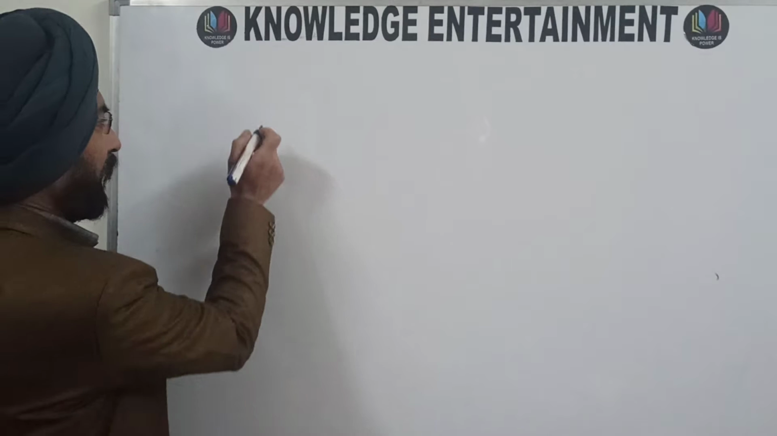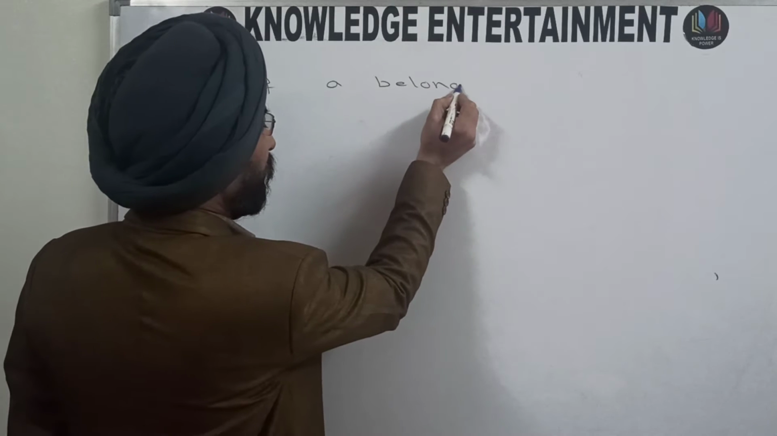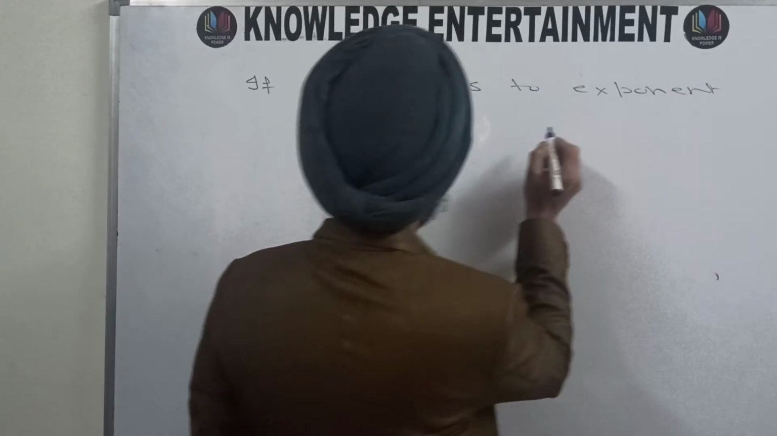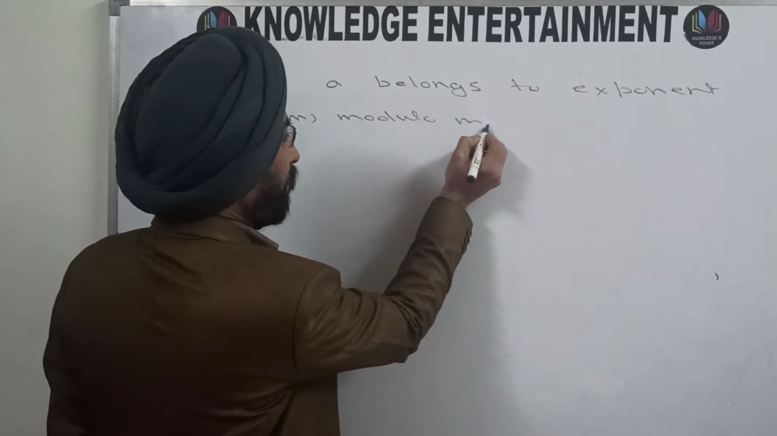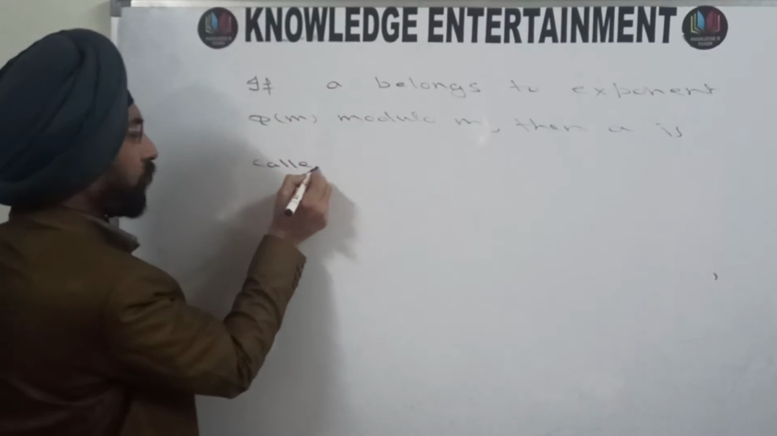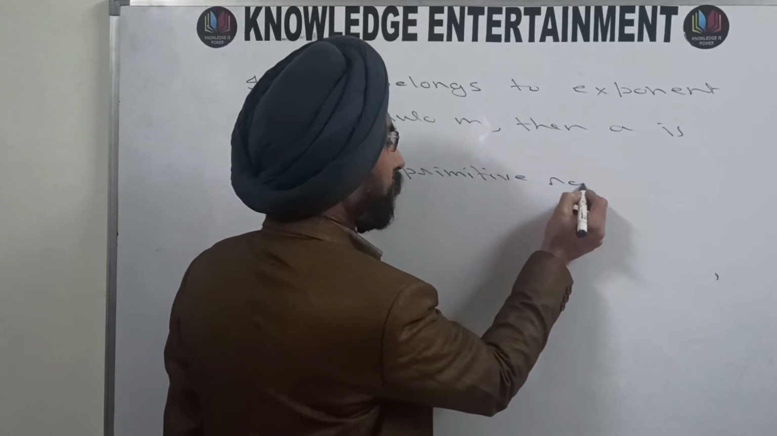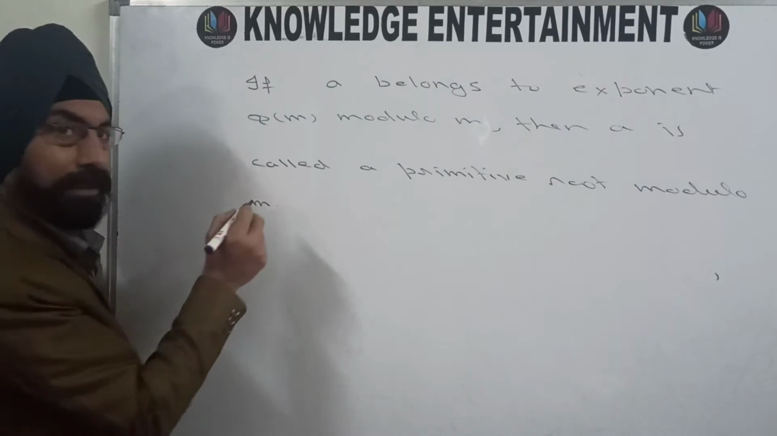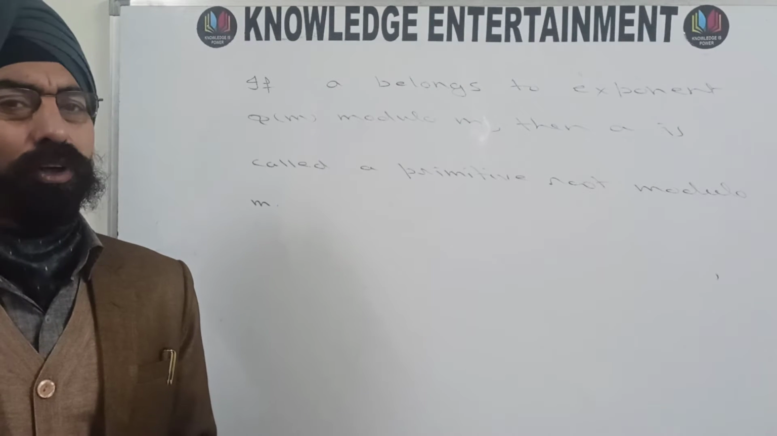Once again, if a belongs to exponent phi m modulo m, then a is called a primitive root modulo m. Then it is called a primitive root modulo m. That means, what does it actually mean?